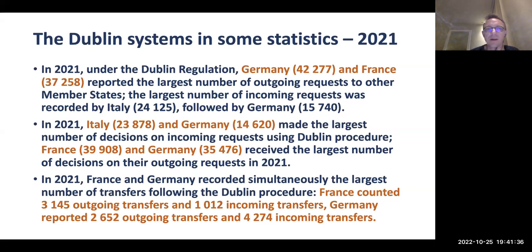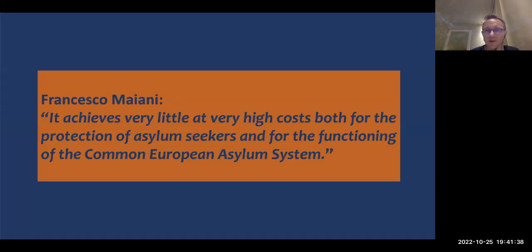entry. Anyway, just finishing with Francesco Maiani saying this Dublin regulation achieves very little at very high costs, both for the protection of asylum seekers and the Italian system, if you want, and for the functioning of the entire common European asylum system.